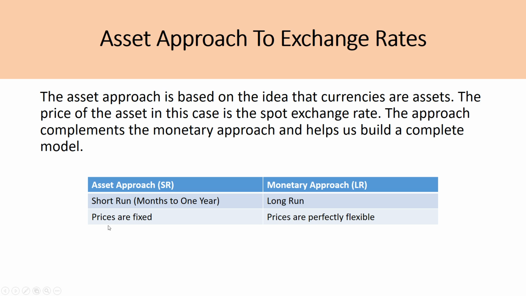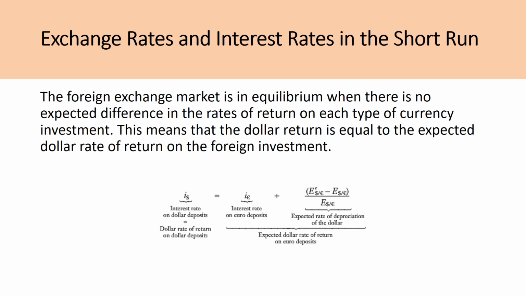That's the big assumption. Whereas in the long run, the monetary approach accounts for purchasing power parity, PPP, and it assumes that prices are flexible, so they will adjust in order for prices of each good to equalize across markets. But that's not true in the short term. Remember, prices are fixed in the short term, and that's what the asset approach will talk about, right?